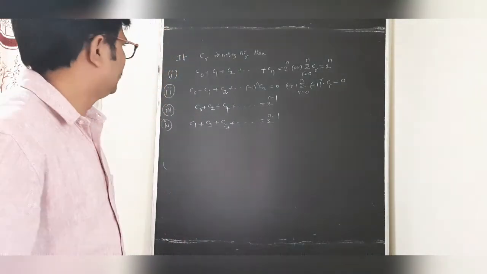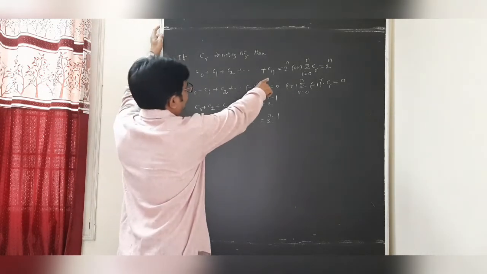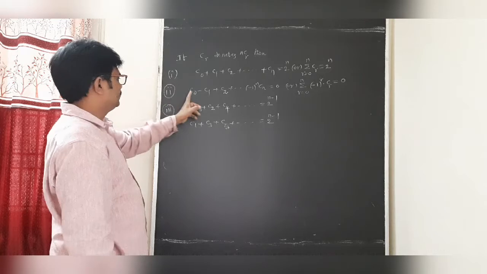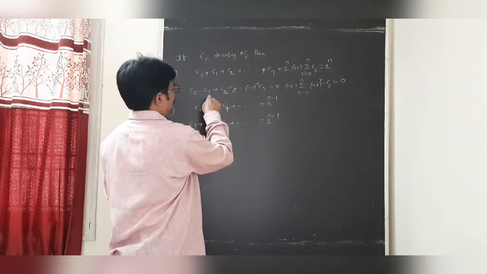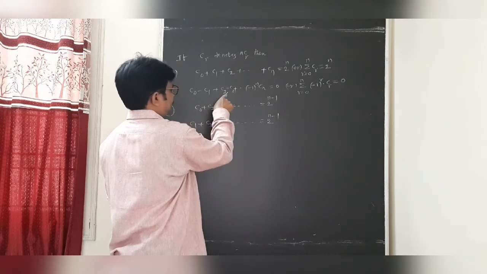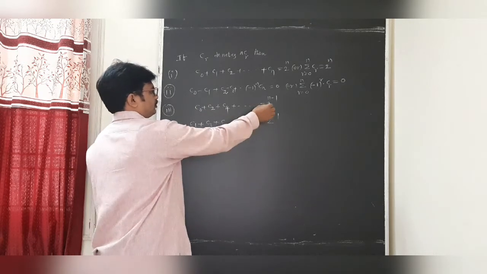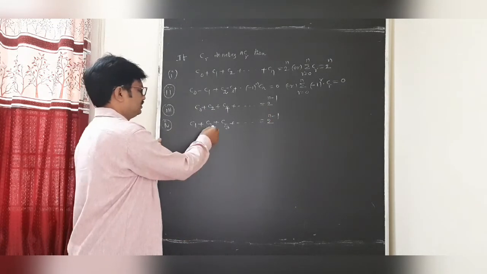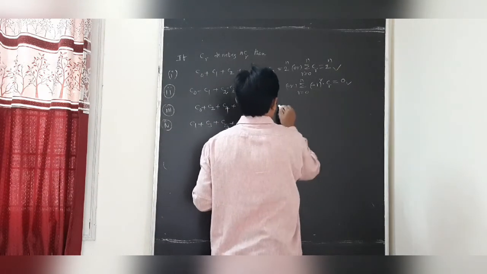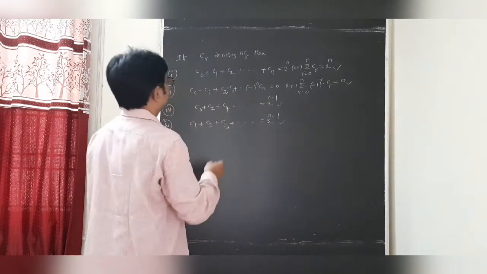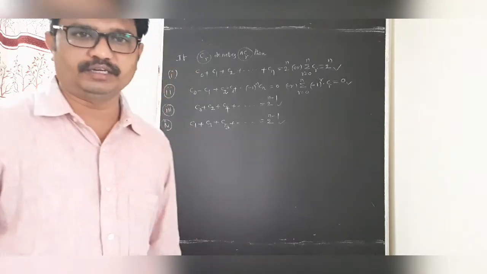My dear students, right now, the first one, students: C0 + C1 + C2 and so on up to Cn is 2^n. C0 - C1 + C2 - C3, with alternating signs, is 0. And only even suffixes, C0 + C2 + C4 and so on, is 2^(n-1). C1 + C3 + C5 is also 2^(n-1). These are very important formulas, my dear students. Here we can observe Cr is nothing but nCr.